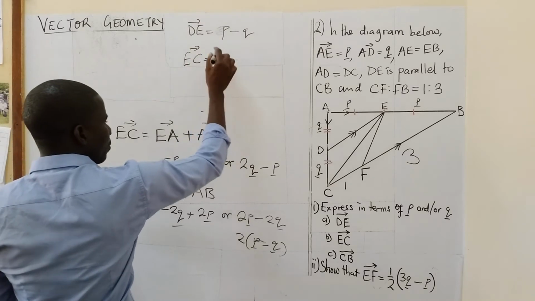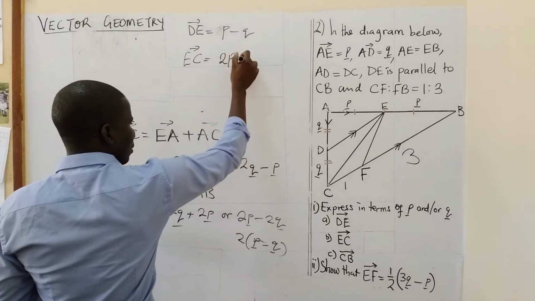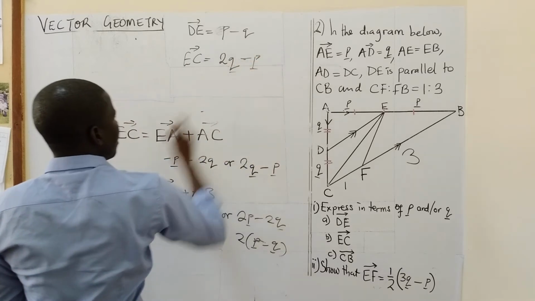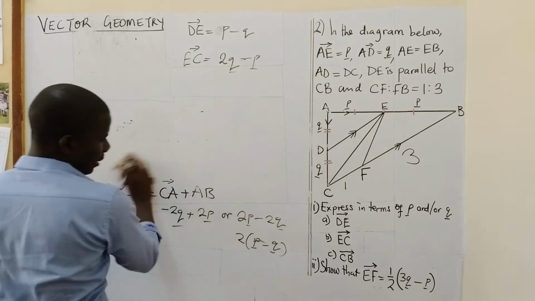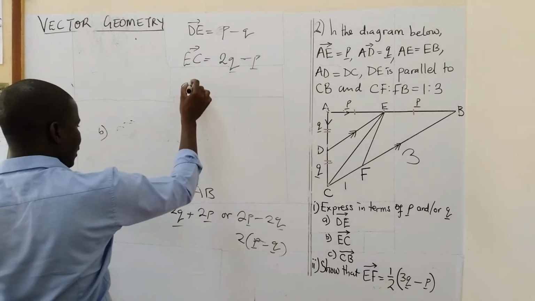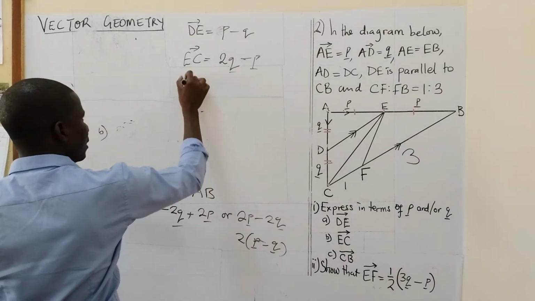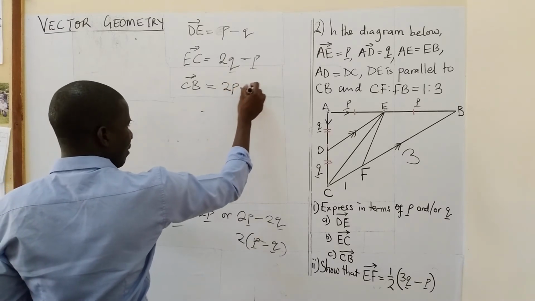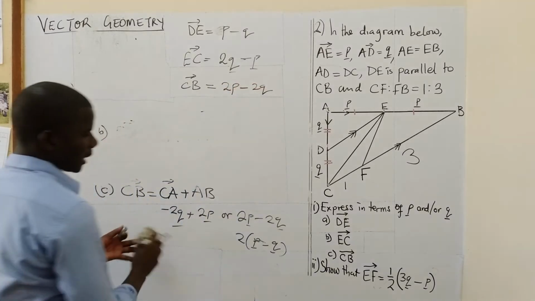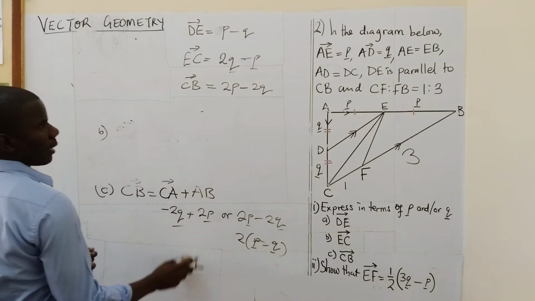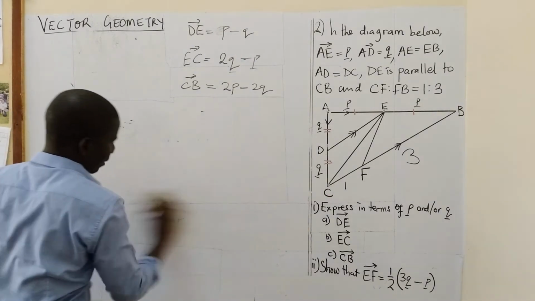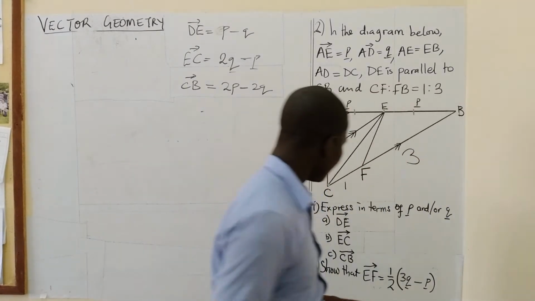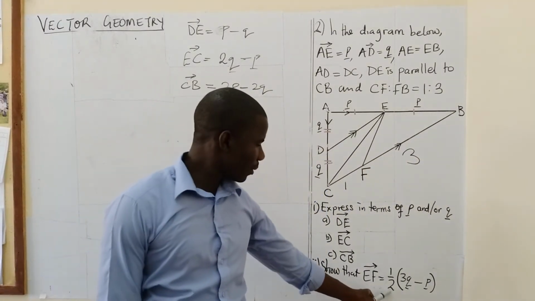EC, we also have 2 minus 2q minus p. And the last one, which is CB, we have 2p minus 2q. Note that you can factorize it here. Note that the 2 can be factorized. So, let's look at the last one.